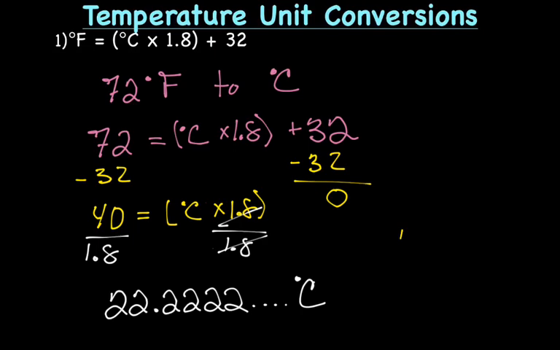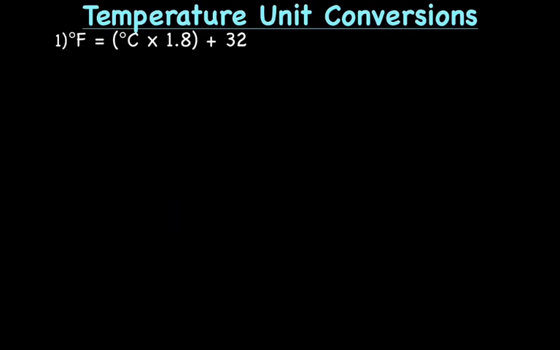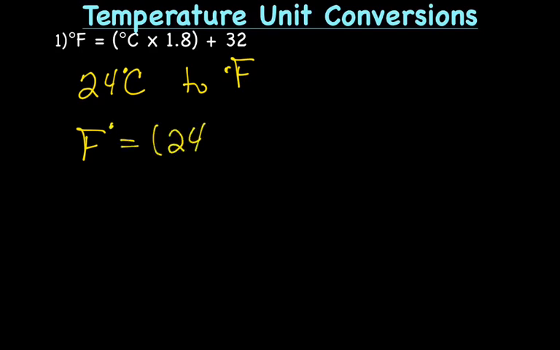All right, let's try one where we know the Celsius and we're trying to find the Fahrenheit. So if I had, let's see, how about 24 degrees Celsius, which is about room temperature. What is that in Fahrenheit? This is an easier one even to do. So we're going to have Fahrenheit equals 24 degrees Celsius times 1.8 plus 32.